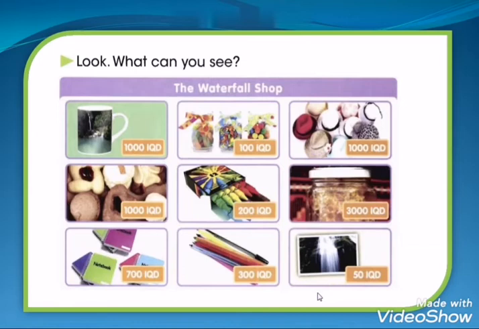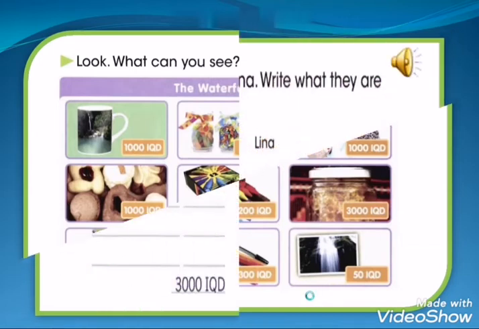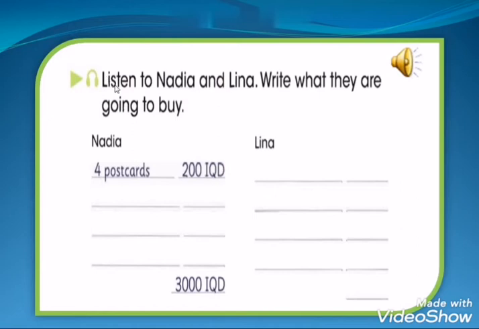Very good. Now, let's move. Now, listen to Nadia and Lina and write what they are going to buy. Here we have Nadia and Lina. هنا لدينا Nadia and Lina. And they are going to buy some things وهم سوف يشترون بعض الأشياء. And we have to know what these things are. ويجب علينا معرفة ما هذه الأشياء. And that is through listening to the audio. خلال الاستماع إلى المقطع الصوتي. So, listen.